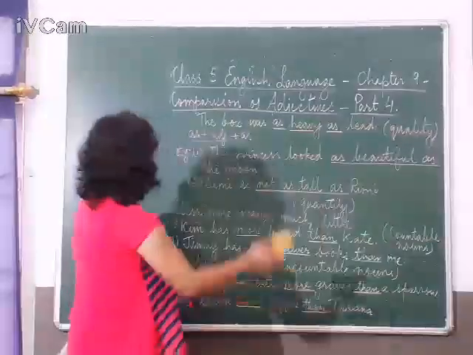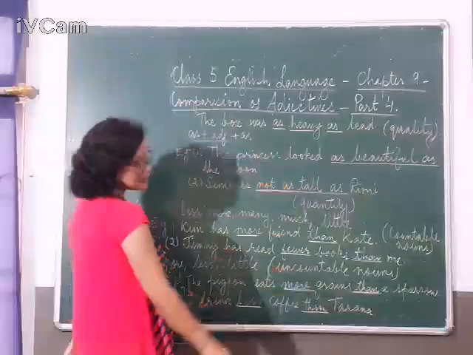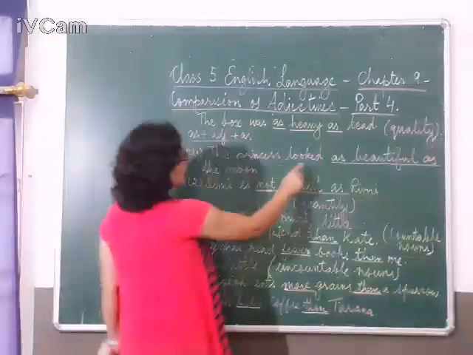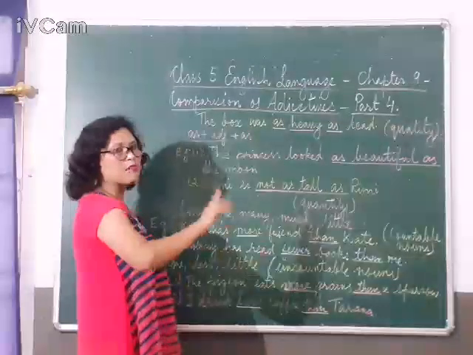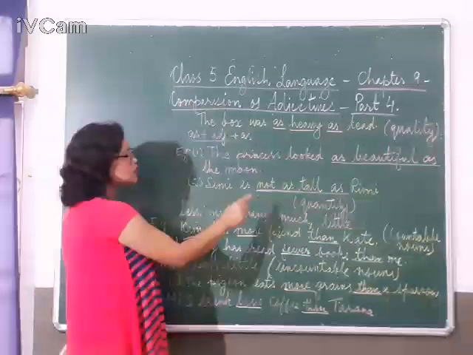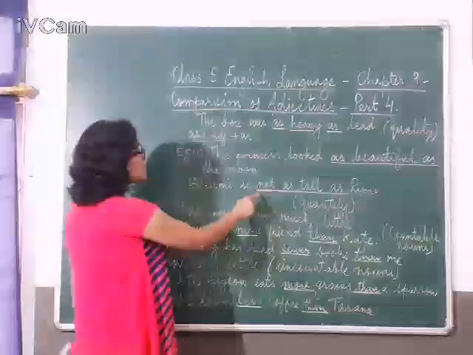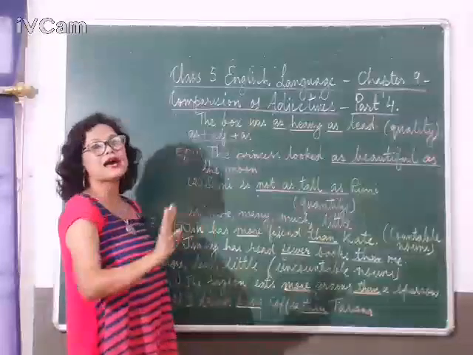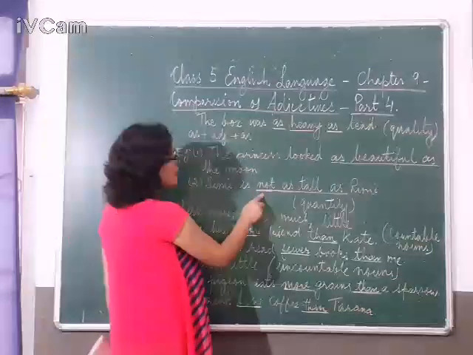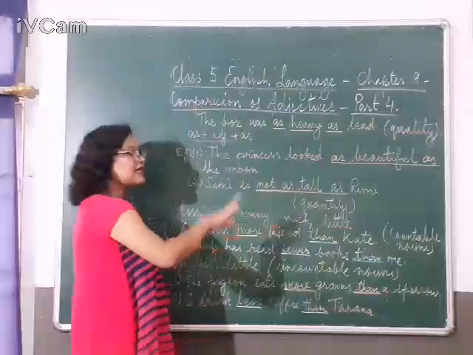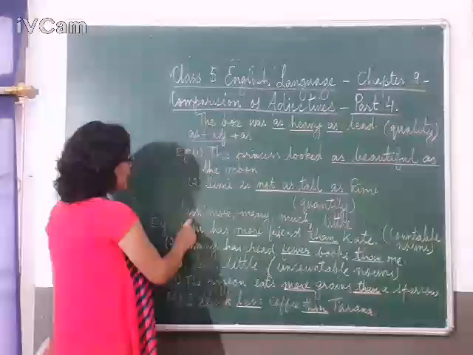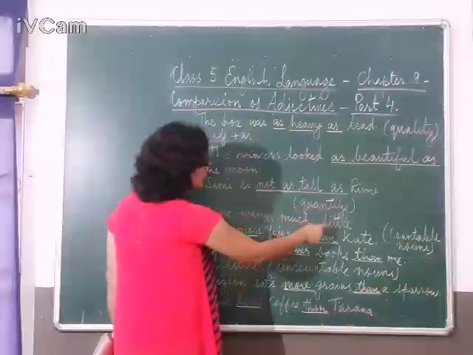Alright, children, the book was as heavy as lead. I told you this is quality. The princess looked as beautiful as the moon. When you compare the princess and the moon, they look the same. But here, Simi is not as tall as Rinki. So here "not" means though they are compared, they don't have the same quality. Don't get confused, because sometimes you have to add "not" if you feel they are not in the same quality.